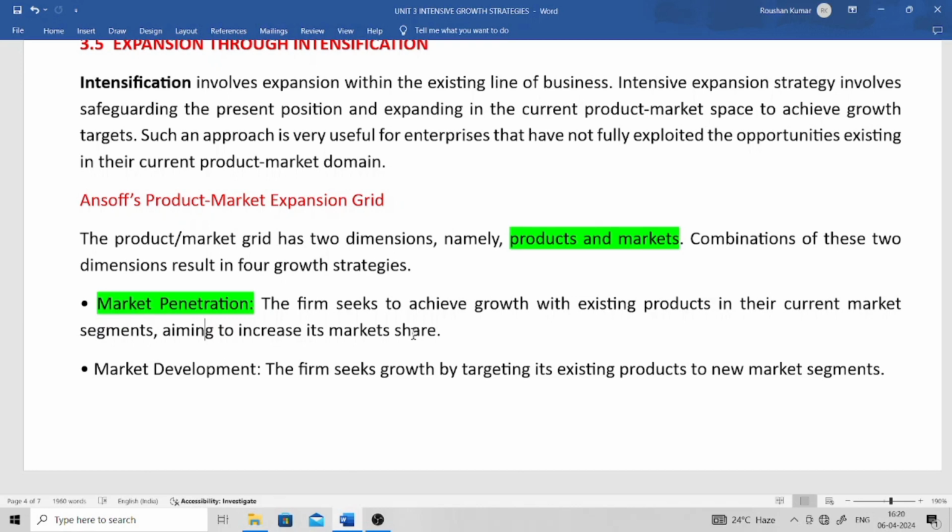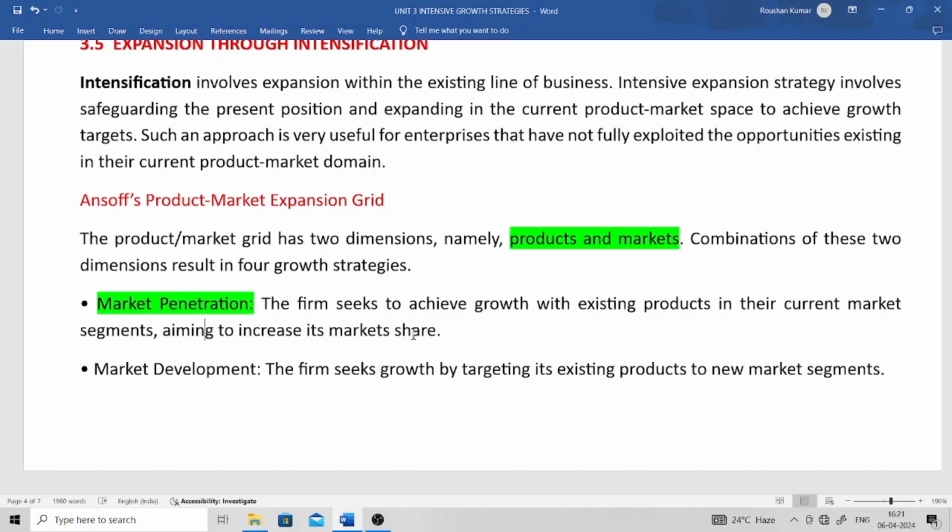The market penetration strategy is the least risky since it leverages many of the firm's existing resources and capabilities. There is no need to invest in developing new products or in marketing activities so that new markets can be acquired. That's why this one is the least risky. It does not require additional investment for developing new products.